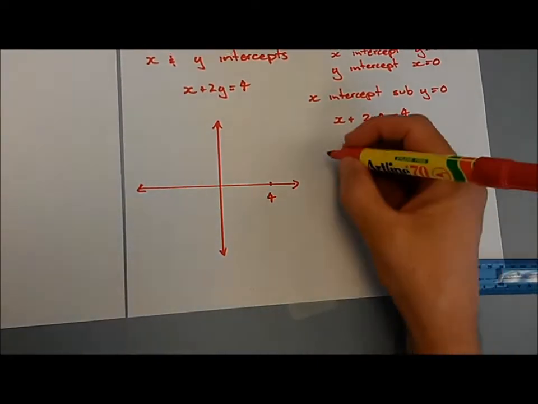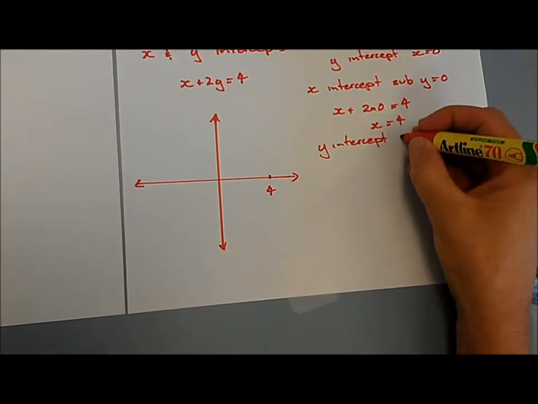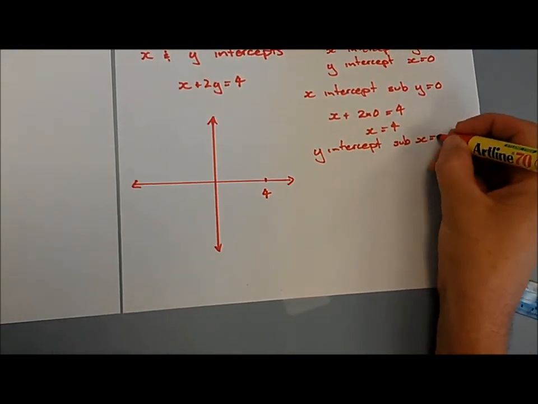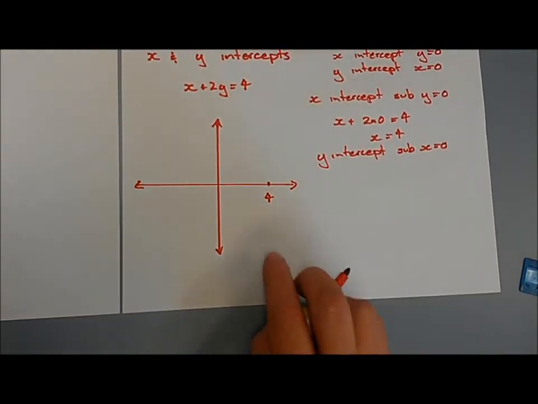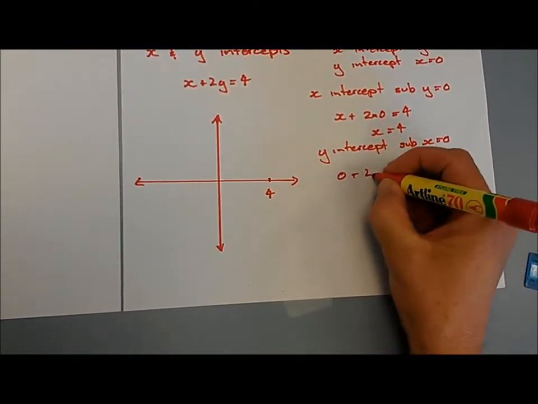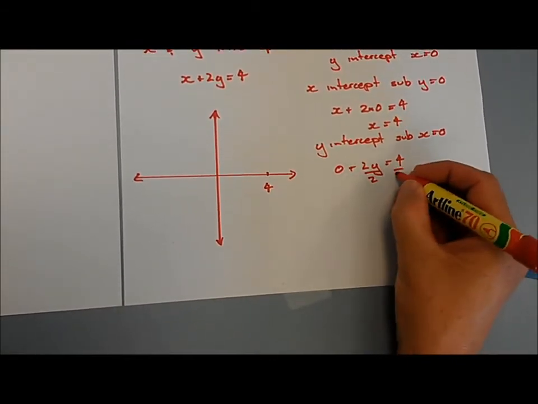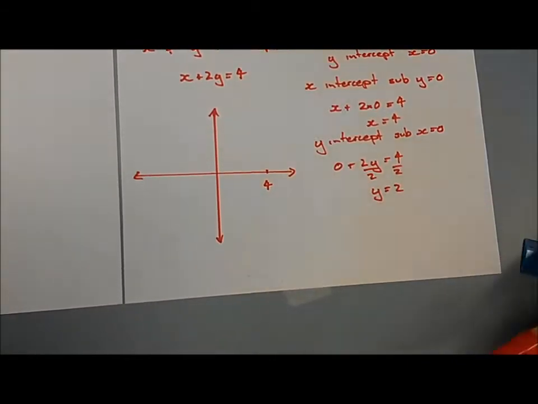For the y-intercept, I want to sub x equals 0. And so in that case, 2y is going to equal 4. Quickly solve that little equation, dividing both sides by 2. I get y equals 2.